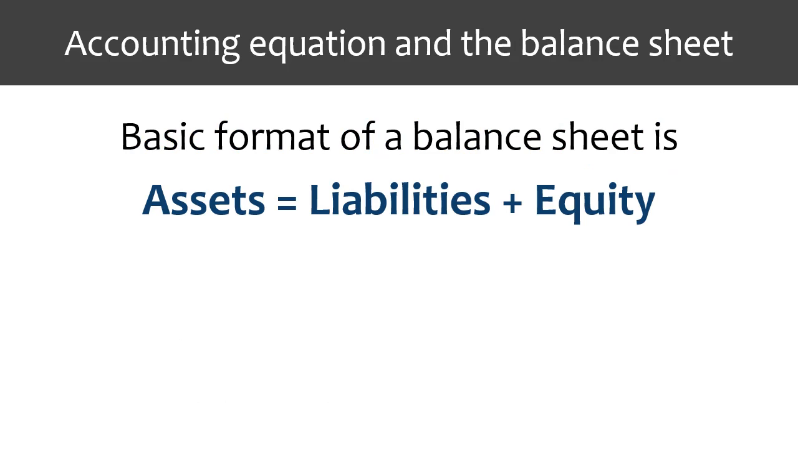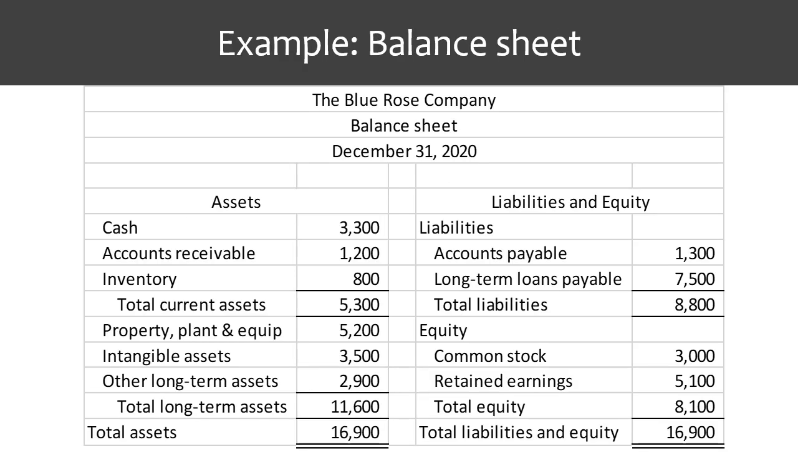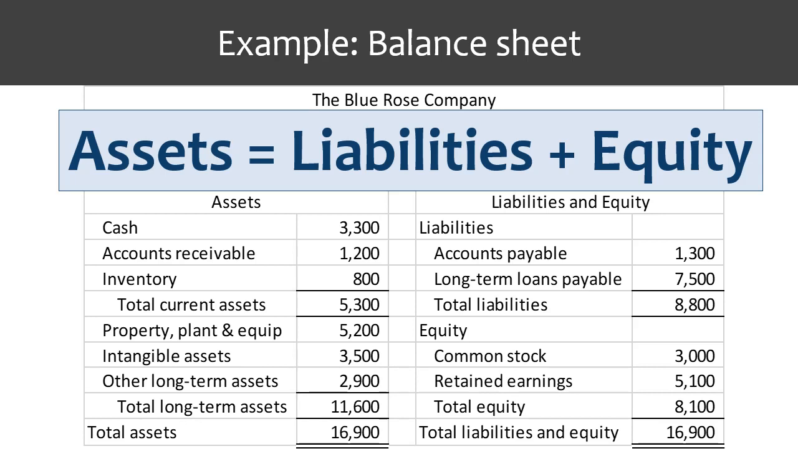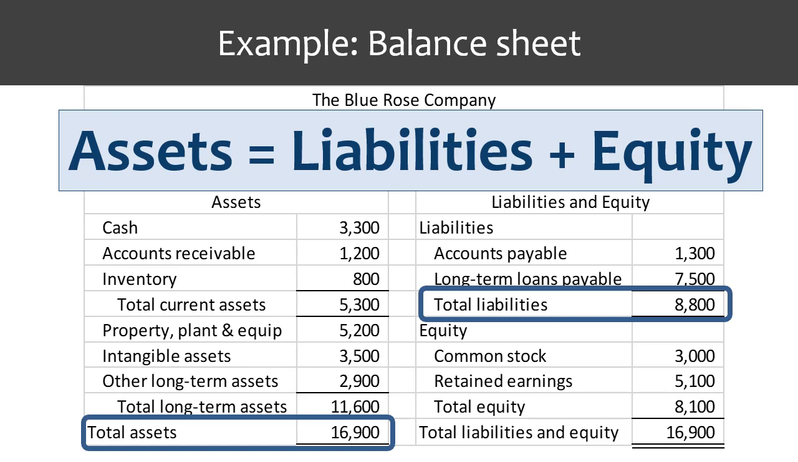The balance sheet is a financial statement that reflects the accounting equation. Here is an example of a balance sheet. The accounting equation is assets equals liabilities plus equity. We see that assets are on the balance sheet, liabilities are here, and equity is also on the balance sheet.